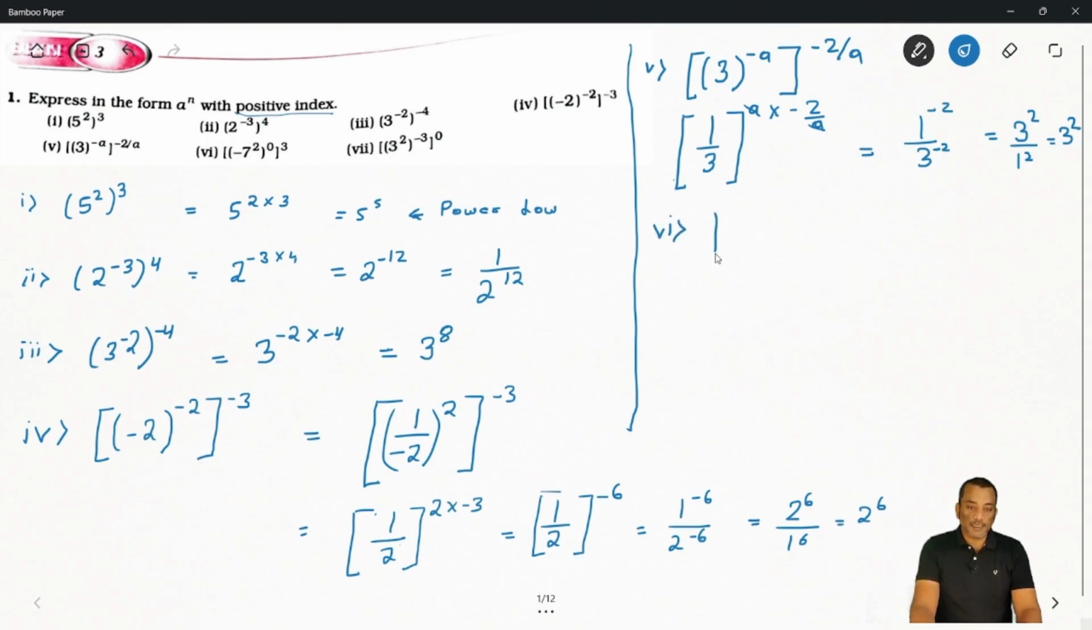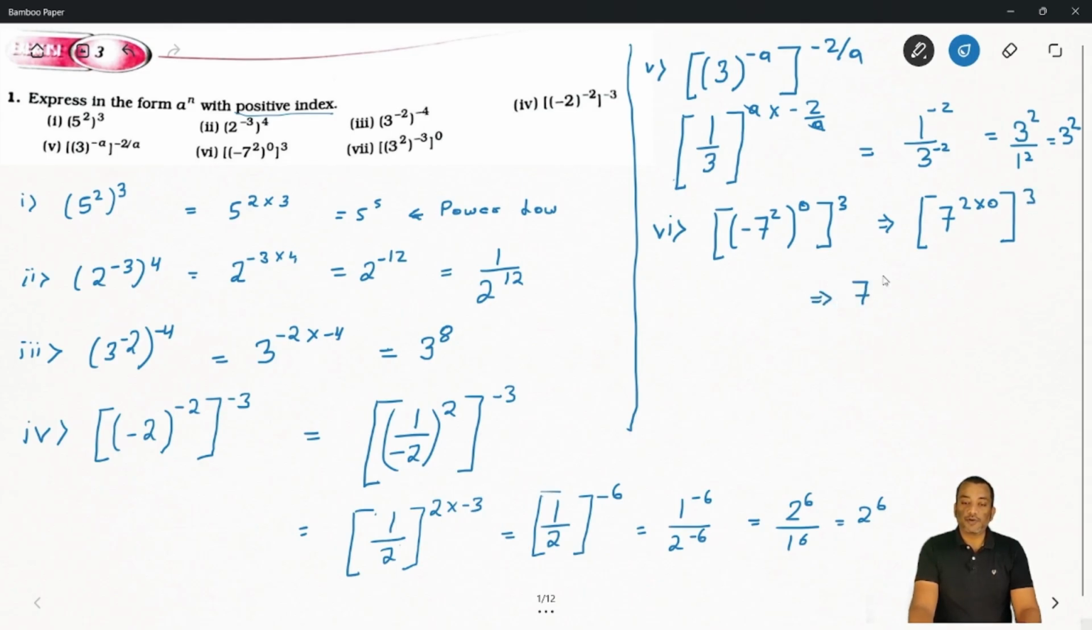6th question, it is saying again a square bracket, and inside that a small bracket -7 whole square over close bracket 0 and times 3. So first again here you have this is negative number and their exponent is what? Even. So you will get what here? You will get a square bracket 7, and this 2 will multiply with 0. So after that a square bracket will close.